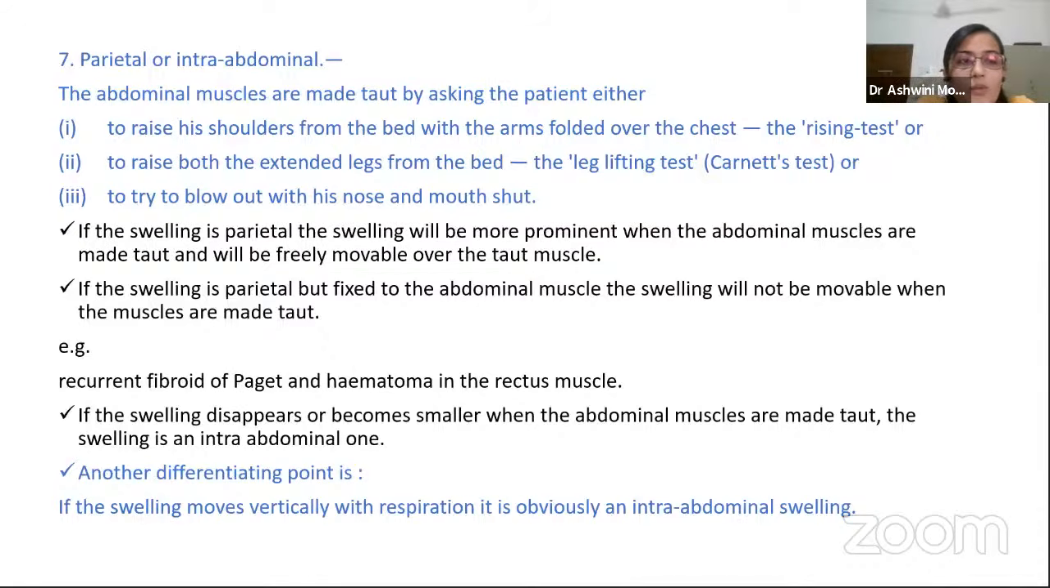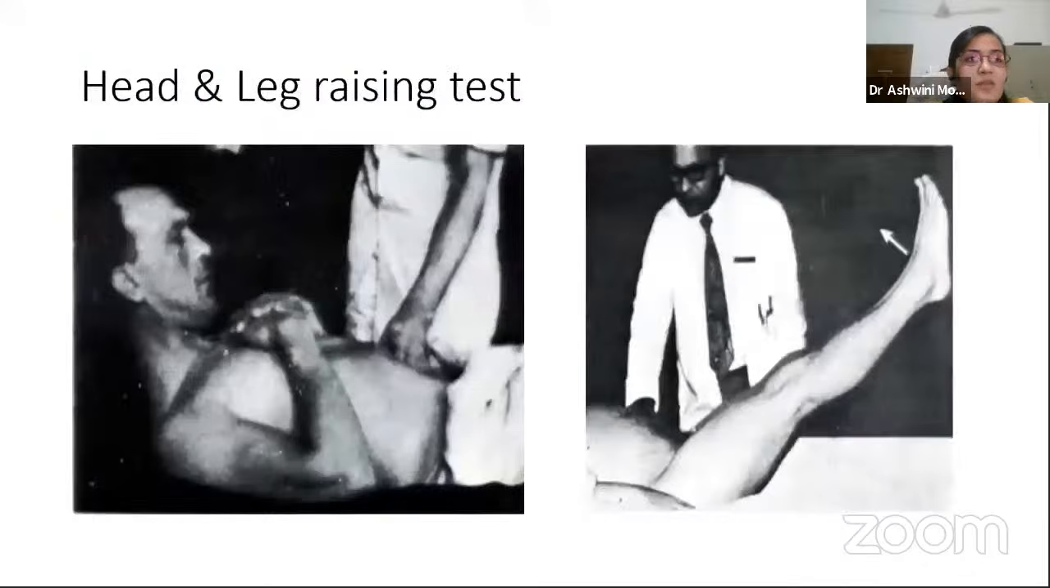Another differentiating point between parietal and intra-abdominal swellings is this: if the swelling moves vertically with respiration, it is obviously intra-abdominal, as the spleen, liver and gallbladder move with respiration, but a rectus hematoma or fibroid cannot move with respiration. That one should be kept in mind.